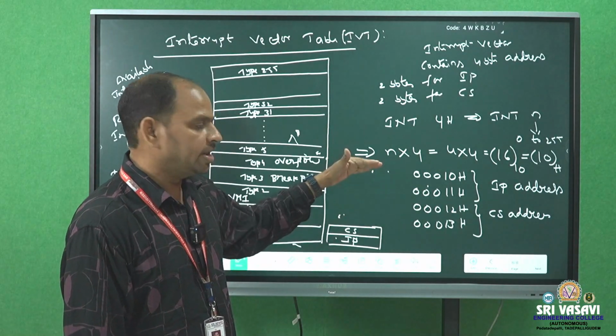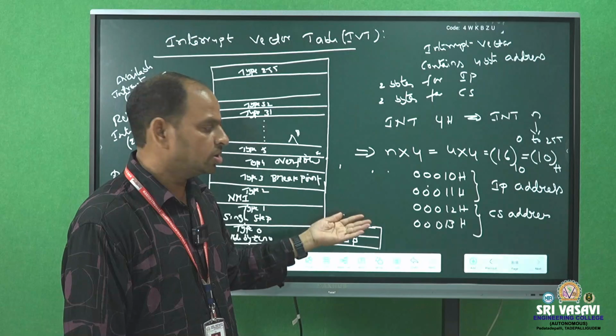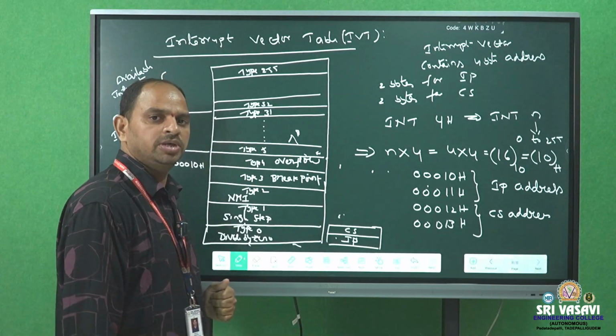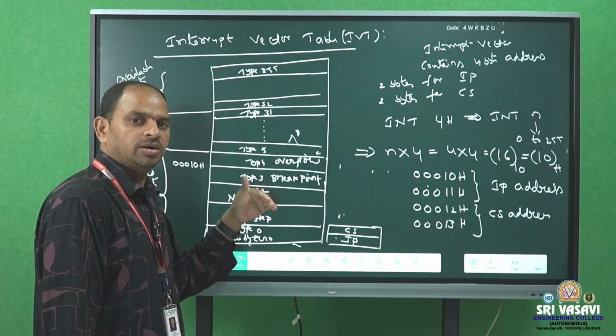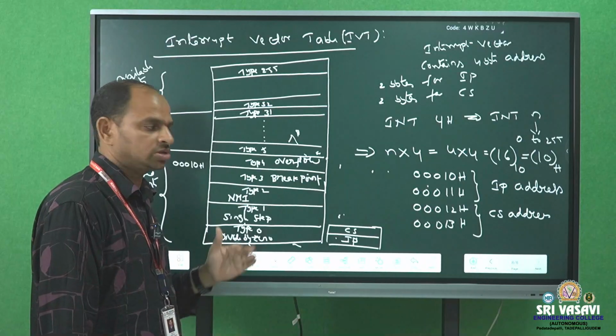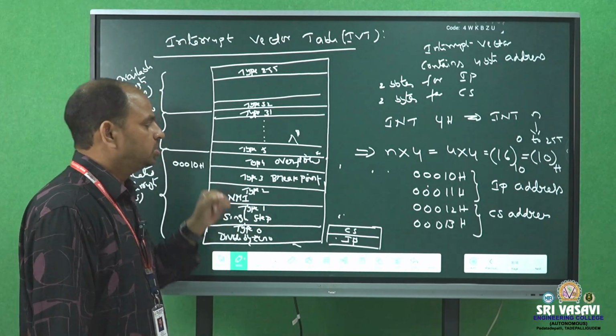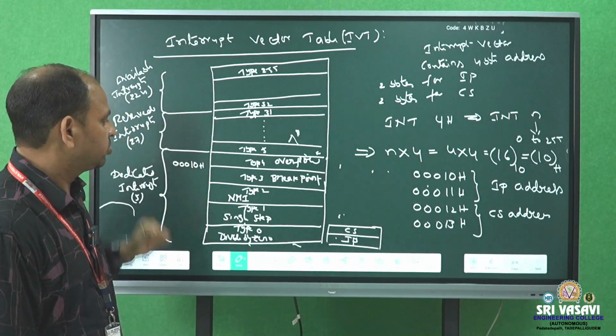Okay, so once the ISR is executed, the microprocessor goes back to the main program and starts executing it from where it was stopped. Okay, so this is about the interrupt vector table.